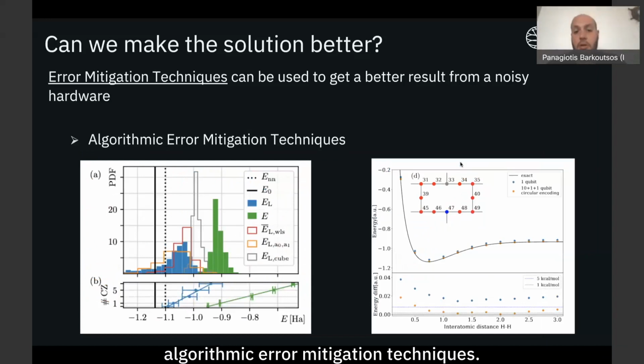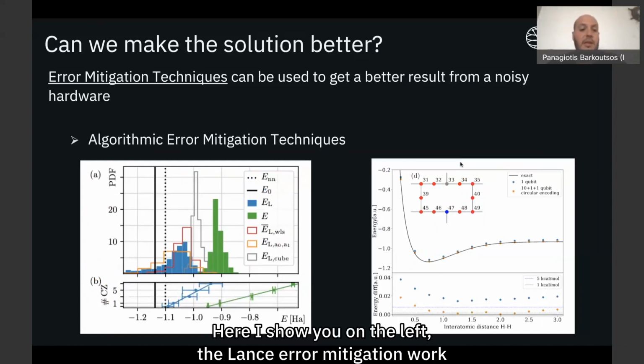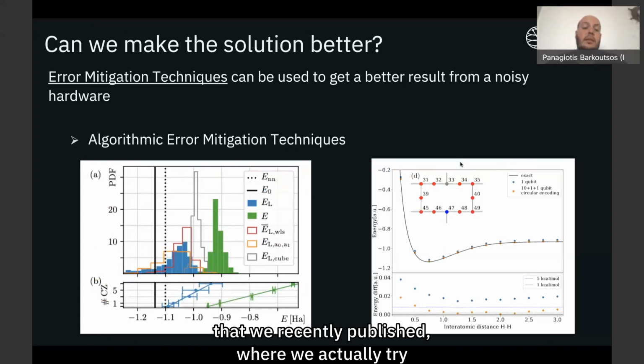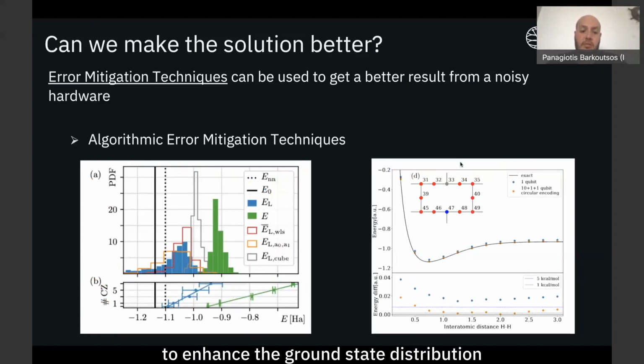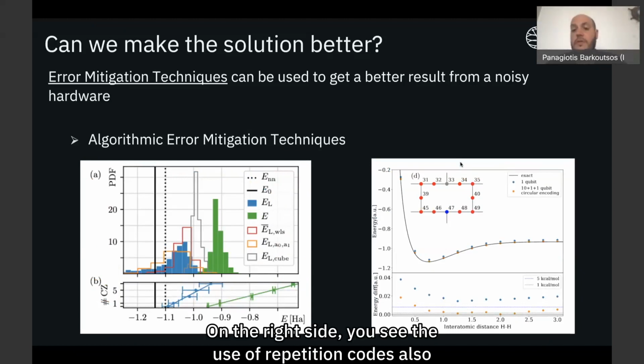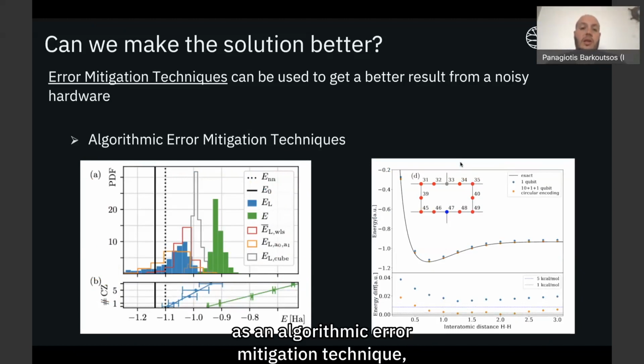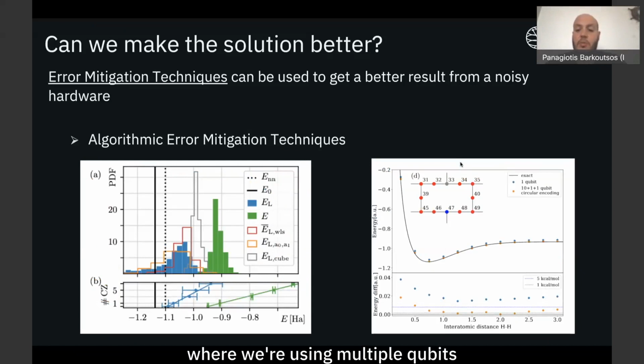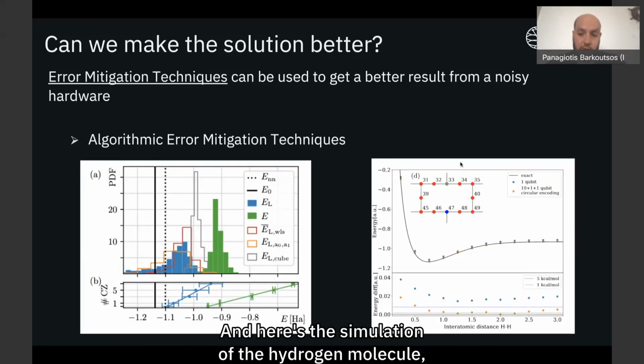Furthermore, there are also algorithmic error mitigation techniques. Here I show you on the left the Lanczos error mitigation work that we recently published, where we actually try to enhance the ground state distribution and make it a little more accurate. On the right side, you see the use of repetition codes also as an algorithmic error mitigation technique, where we're using multiple qubits to encode one physical qubit. And here's the simulation of the hydrogen molecule on the right.